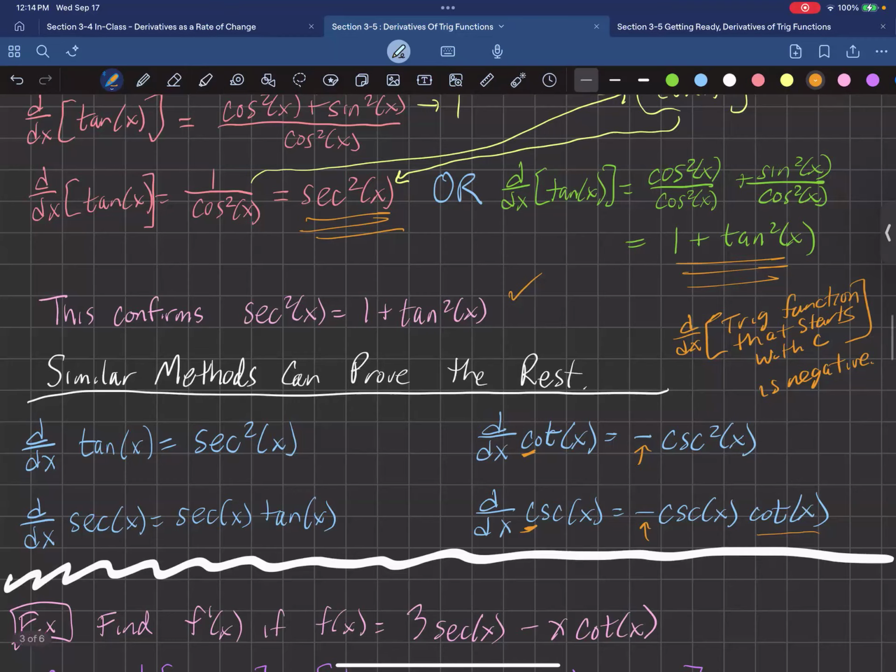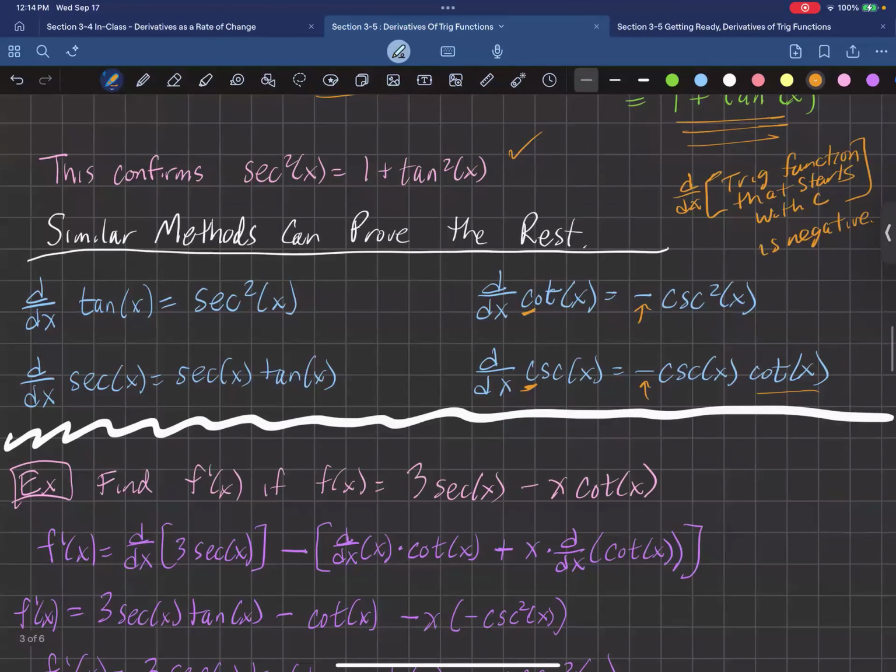All right, the secant x was straightforward. We take the derivative of 3 secant x and we will get 3 secant x tangent x. The x cotangent x, we've got a product. Look at that, Sneaky Jones again. So we got to use the product rule.